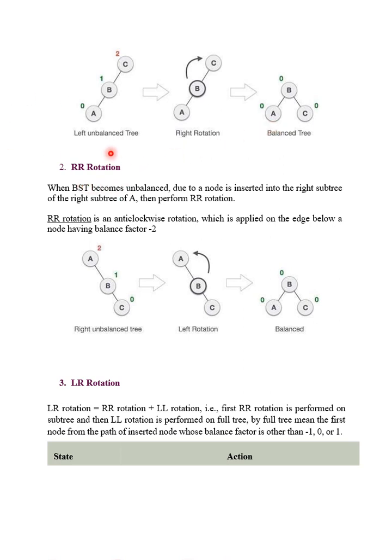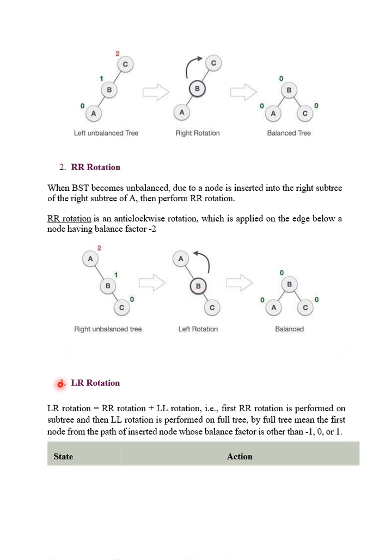The same for RR rotation. We apply RR rotation if a node is inserted into the right subtree of A. It is an anti-clockwise rotation. If the balancing factor is -2, we have to perform the RR rotation. So now we shift A as root, B as left node and C as right node.